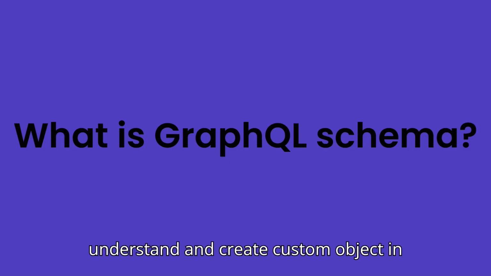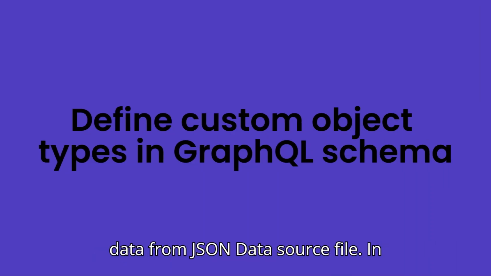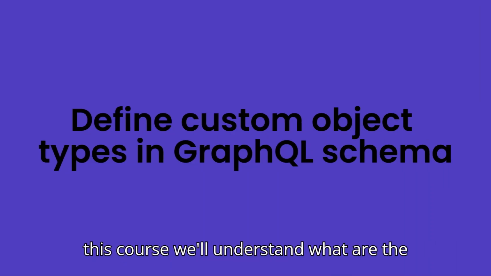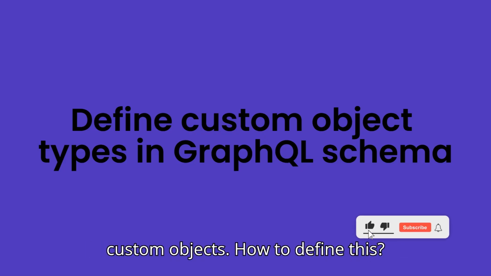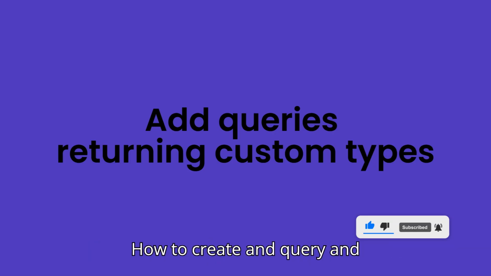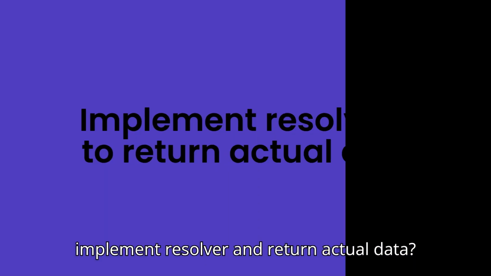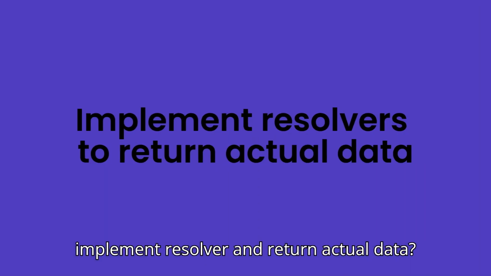Today, we will understand and create custom objects in GraphQL schema and write a resolver to fetch data from a JSON data source file. In this course, we'll understand what custom objects are, how to define custom objects in GraphQL schema, how to create, query and return custom types, and how to implement a resolver and return actual data.